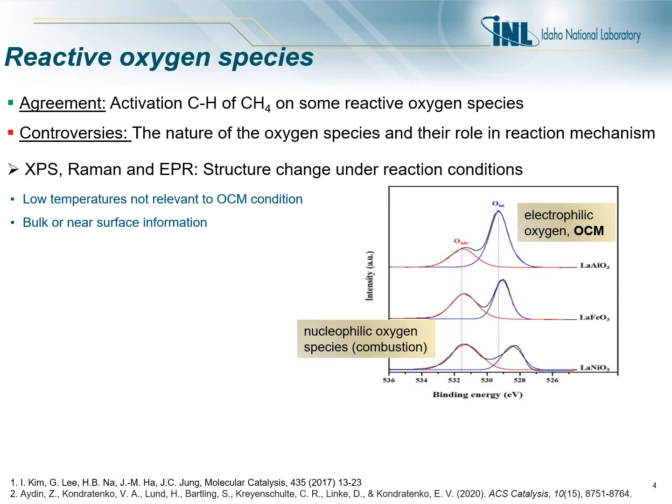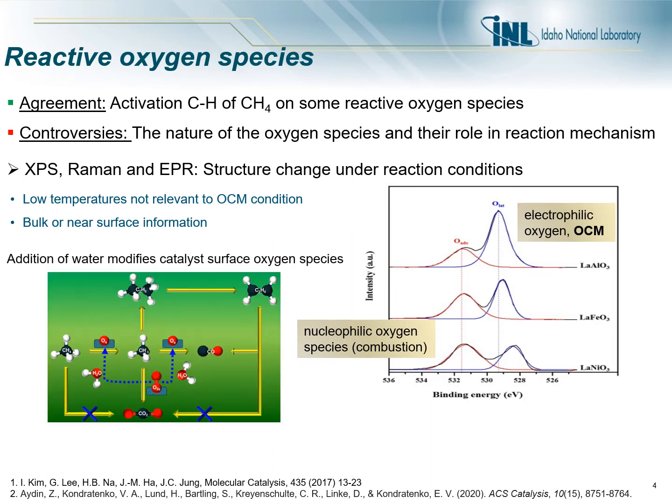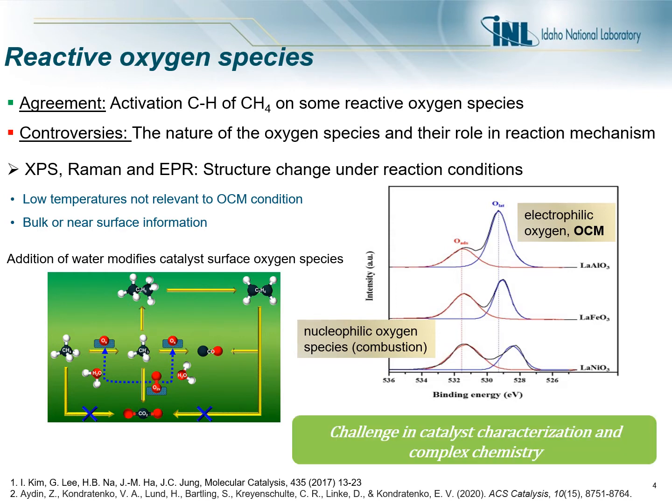A lot of the reported spectroscopy was done far away from the OCM reaction conditions, like temperature, and low temperature might not be relevant since sodium tungsten oxide melts around 700 degrees C. Spectroscopy information usually contains bulk or near-surface information, which might not well represent the surface. Recently, water addition was proposed to modify the surface oxygen species and make them more selective for the OCM reaction. Overall, OCM has a challenge in catalyst characterization, and it has complex chemistry.